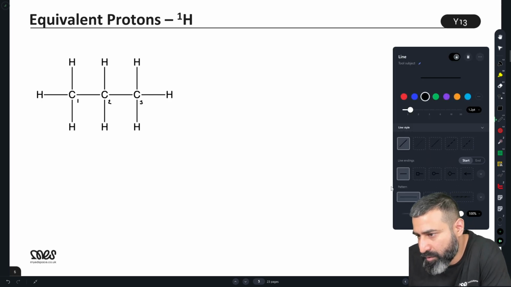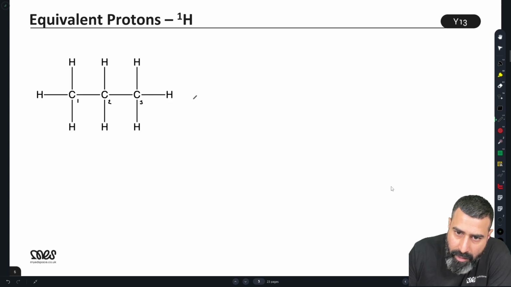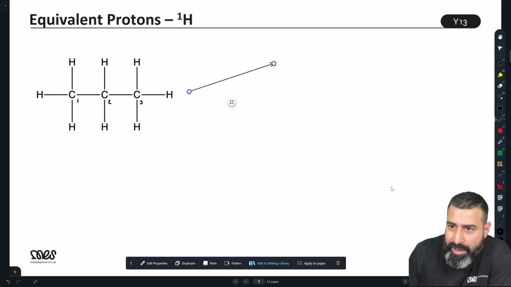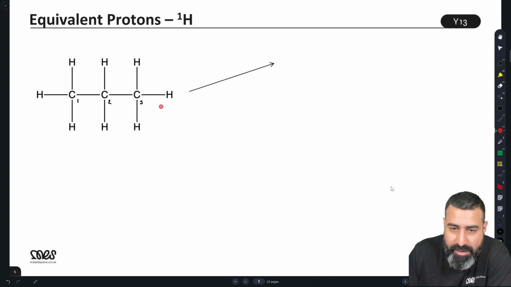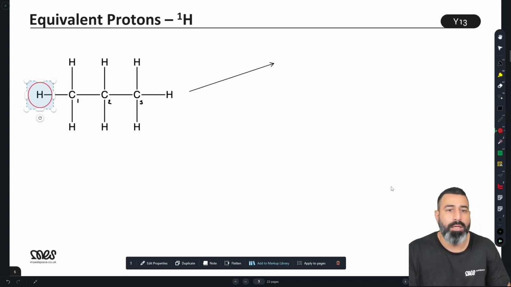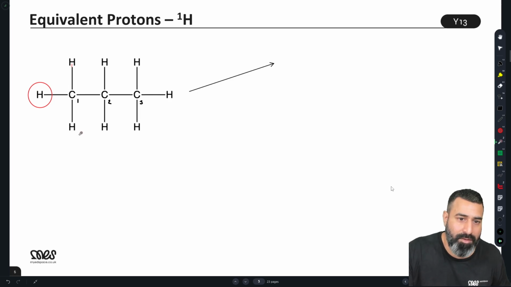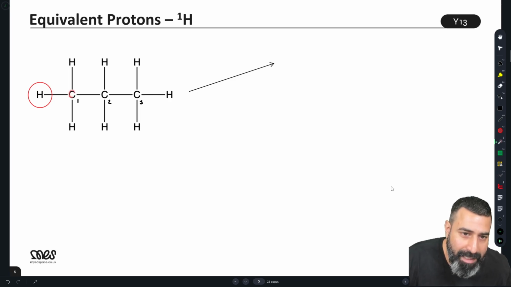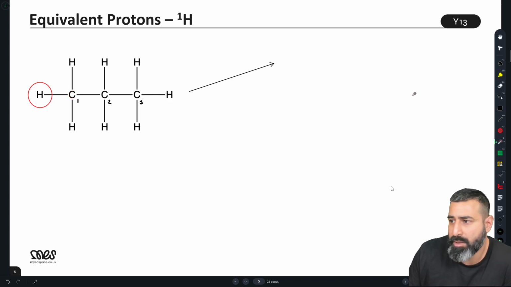Then what we're going to do is try and do this in your head, but when we're practicing, let's just take this hydrogen, for sake of argument, on carbon atom number 1. Just remember that these hydrogens are all the same. It's a CH3 group. They're all attached to the same carbon. But we can prove this to ourselves.